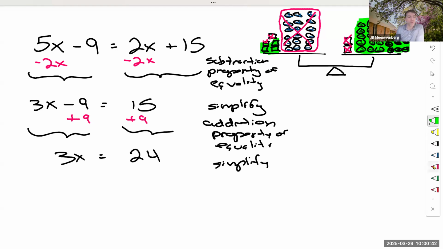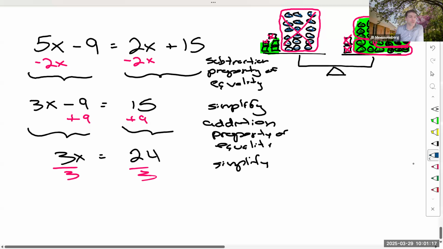And so what do we do now? Well, if we want to find how much is in each of those boxes, we're going to have to segment this into 3 equal sections. And if we do that, what we're going to have would be 8 circles and 8 circles and 8 circles. 8 positive circles. What are we doing? We are dividing both sides of our equation by 3, which is the division property of equality.